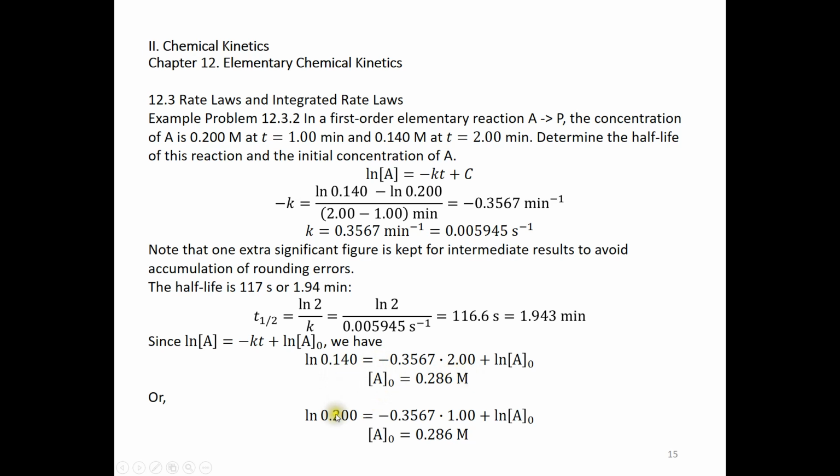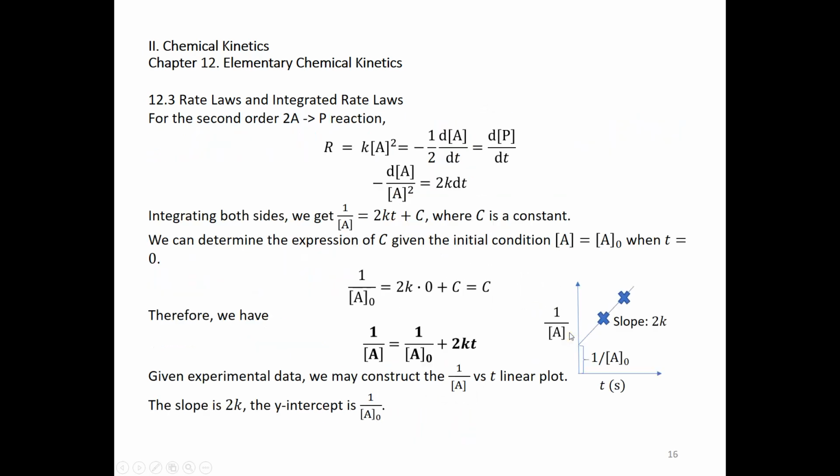We just plug in the corresponding concentration of A: 0.14 at 2 minutes, 0.2 at 1 minute. We plug in the k with the right unit. Alright, so we're going to use per minute over here, so 2 minutes over here. We determine the concentration of A naught, which is 0.286 molar. Actually, you can just compare 0.286 and 0.14. You can see roughly 0.14 is 1/2 of the initial concentration, so 2 minutes should be close to the half-life. And yes, 2 minutes is indeed close to the half-life.